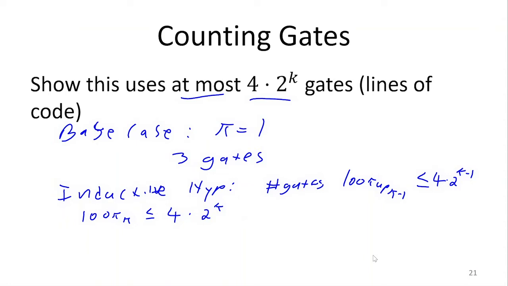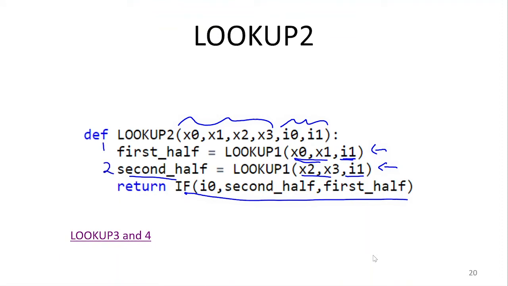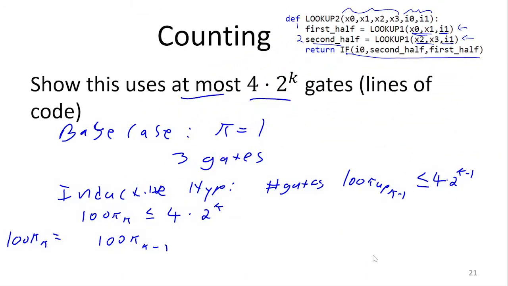So in order to do this, let's identify in terms of lookup sub k minus 1 how many gates lookup sub k is going to need. When we did lookup sub k, we had to do 2 lookup sub k minus 1s. So we had to do our k minus 1 lookup twice, and then we had to do an if. However many gates lookup sub k minus 1 required, we're going to do 2 times that, and then add 3 more gates for that if.